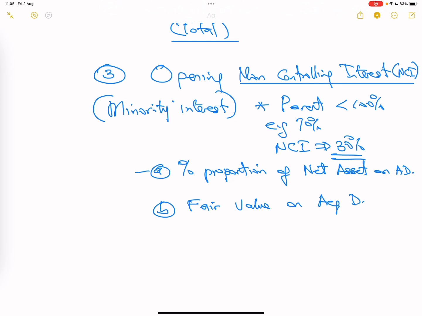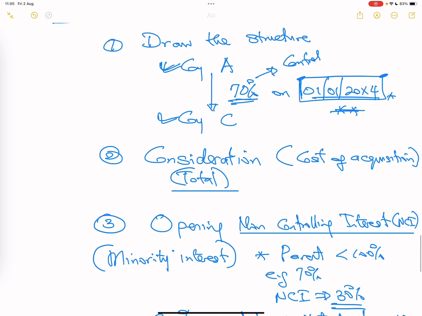So if it's the first one, you know that on the acquisition date, you'll be told the net assets of that subsidiary that is being acquired. Remember, when you are acquiring a subsidiary, what you are acquiring is the net assets. Please take note. It's always the net assets. And another name for net assets is equity.